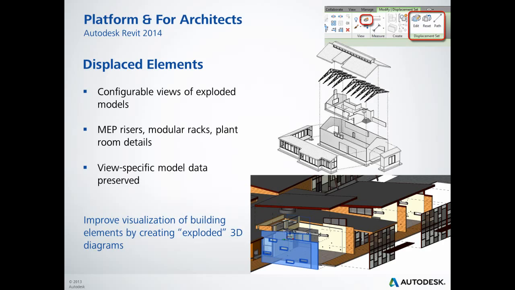In any 3D view, including perspective, model elements can be moved by using the Displace Elements tool. You use this tool to create displacement sets and move them along the X, Y, and Z axes to a specified distance away from the model. Then you can draw a path that connects these elements back to their original model location. The benefit is that you can visualize the building elements and how they're connected, with the ability to create exploded 3D diagram views.